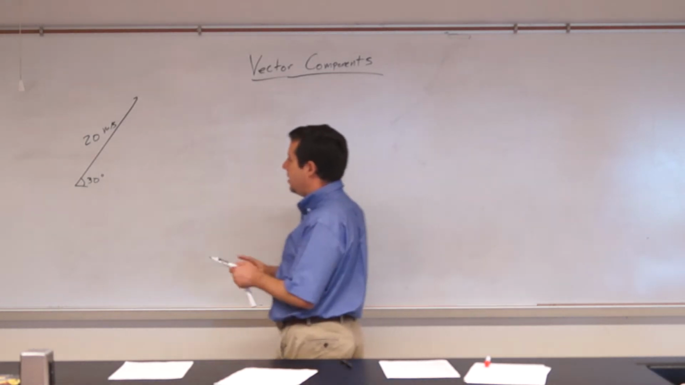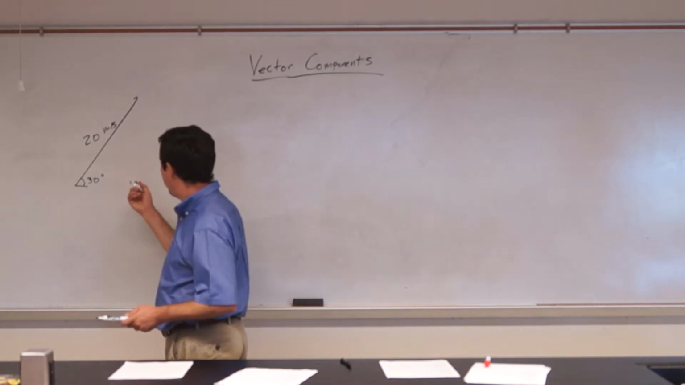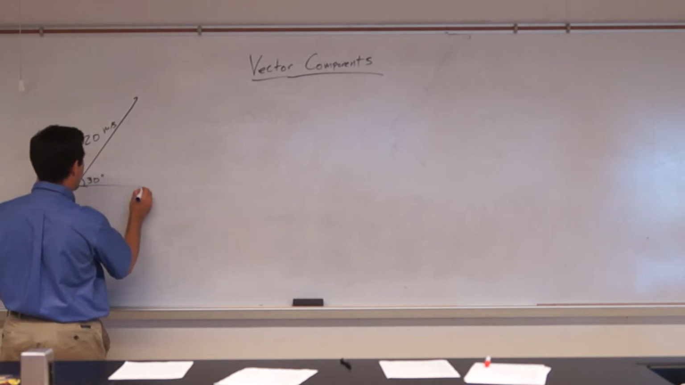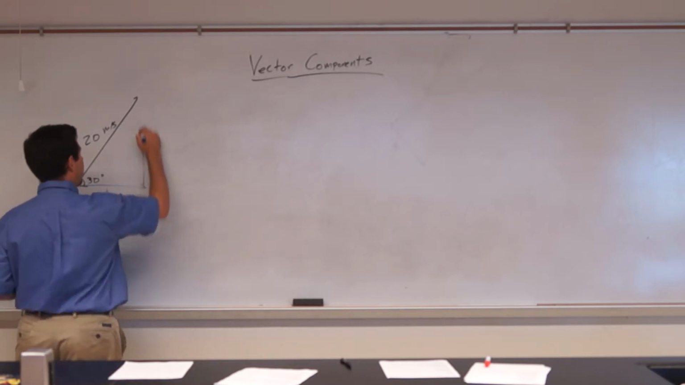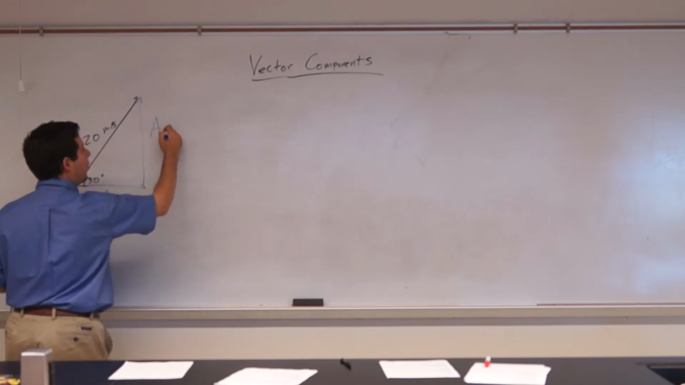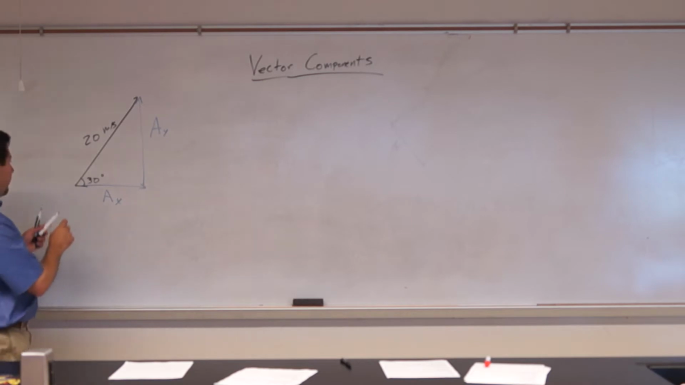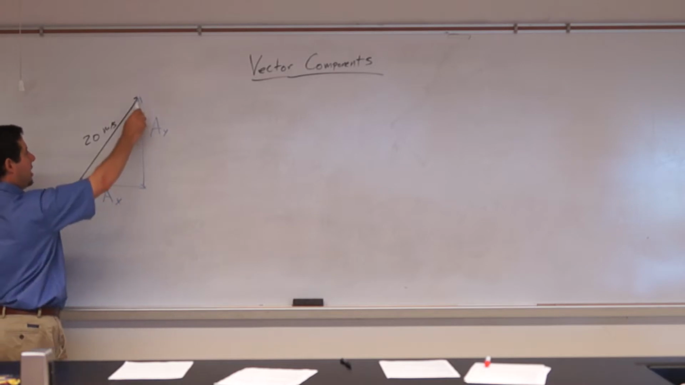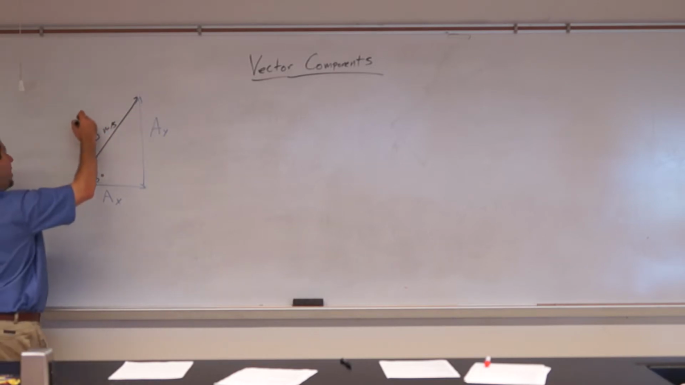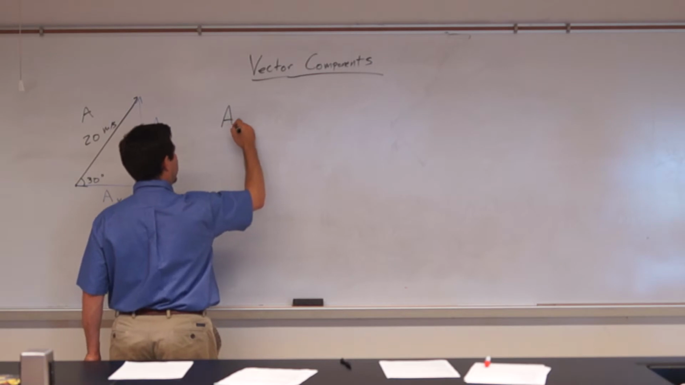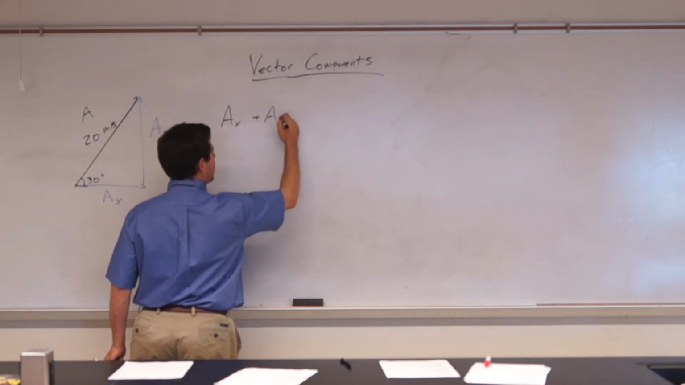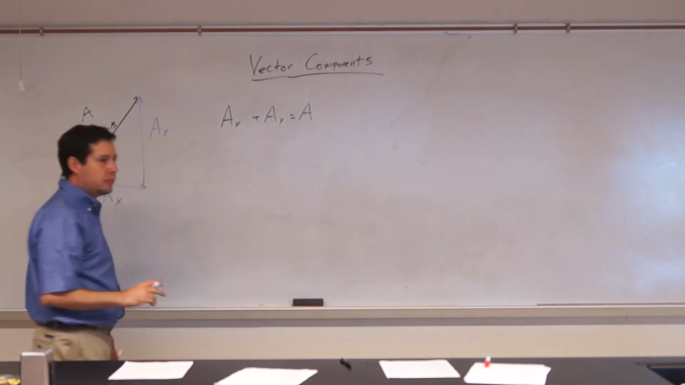So let's say this is our vector. We can have a component vector that we're going to call vector a sub x, and we're going to have a component vector that we call a sub y. And if you look at it, this is our starting point right there. A sub x plus a sub y equals vector A, right there, which is 20 meters per second at 30 degrees. So a sub x plus a sub y equal vector A.